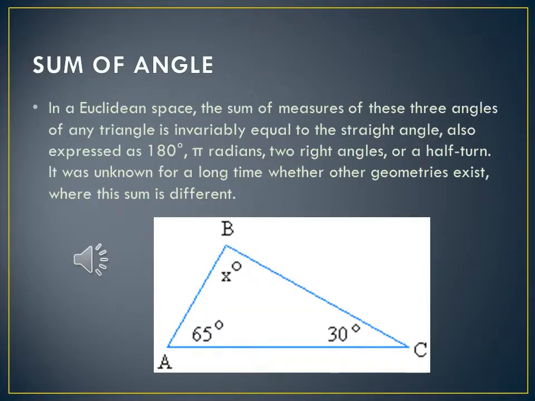In a Euclidean space, the sum of the measures of the three angles of any triangle is invariably equal to the straight angle, also expressed as 180 degrees, pi radians, two right angles, or a half turn. It was unknown for a long time whether other geometries exist where this sum is different.